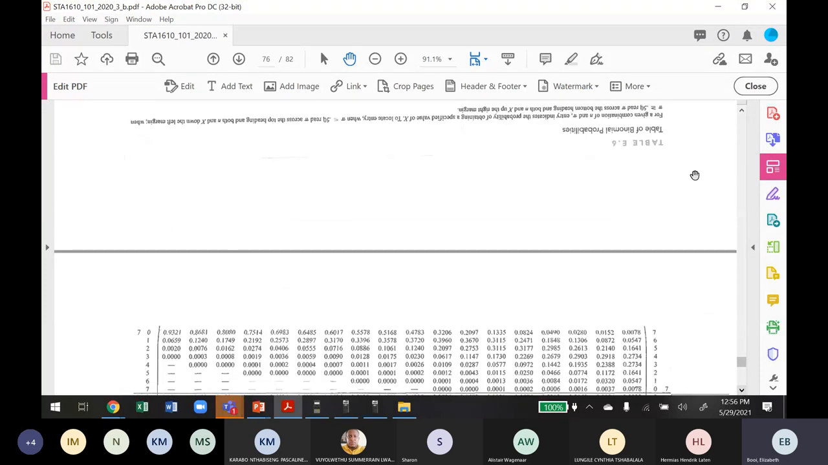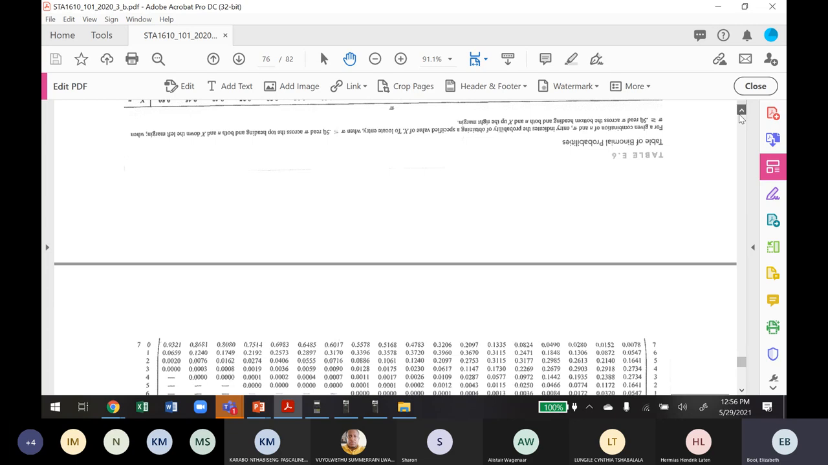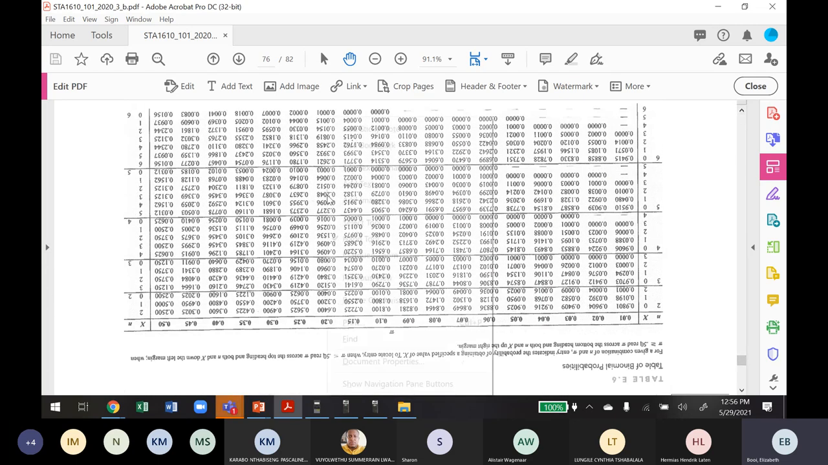Table E6. There we go. Need to rotate it. Rotate.